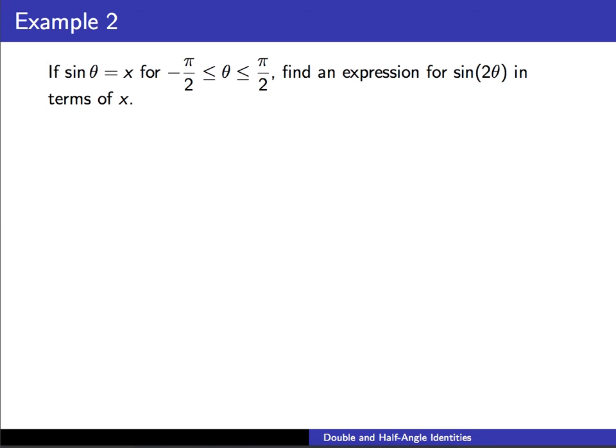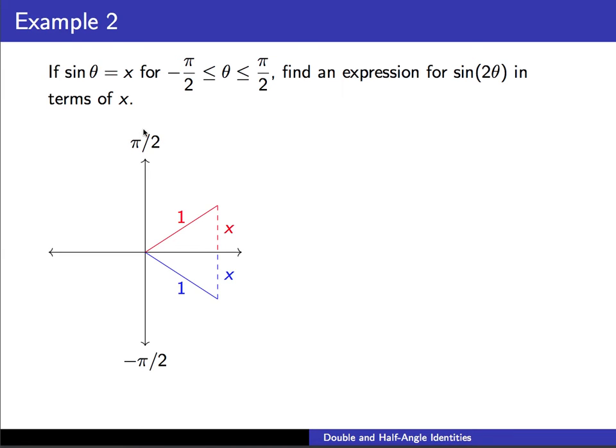All right, in this video, we're going to look at some more examples using the double angle identities. So example 2, we have sine of theta is x, and theta is between negative pi over 2 and positive pi over 2, inclusive. And we're going to find an expression for sine of 2 theta in terms of x.